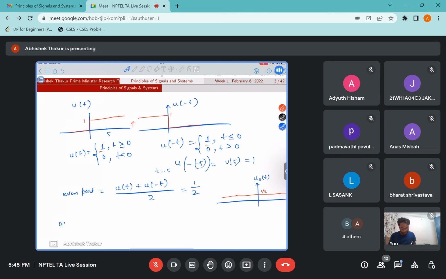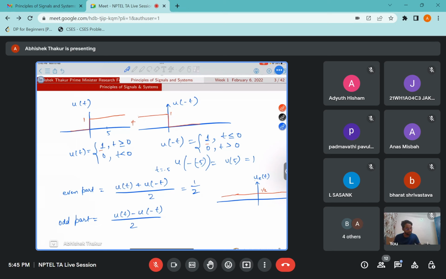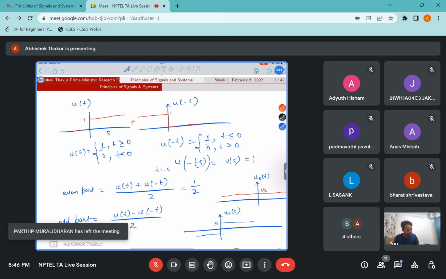Now the odd part of this will be u(t) minus u of minus t by 2. When you do the subtraction, this is our u(t), and it will be like this only, minus of u(minus t). When you put a minus here, this will shift downside, below the x-axis. Understood? So the curve will be like this and divided by 2. So it will be 1 by 2, minus 1 by 2, 0.